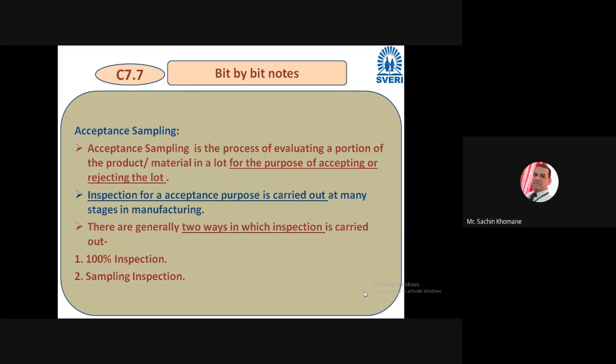There are generally two ways in which inspection is carried out. Either you can go for 100% inspection or sampling inspection. Whatever product came into your industry or whatever product you are dispatching to the customer, you have to check each and every component. That is 100% inspection. And what is sampling inspection? Only a few components you take for inspection purposes.